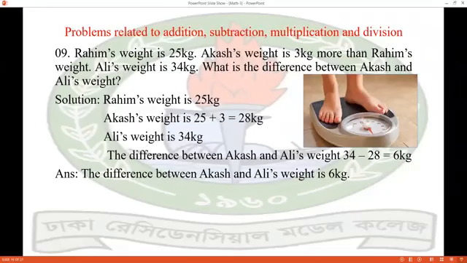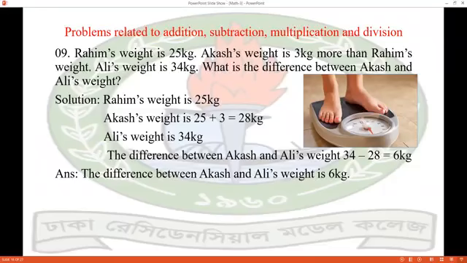Number 9. Rohim's weight is 25 kg. Akash's weight is 3 kg more than Rohim's weight. Ali's weight is 34 kg. What is the difference between Akash and Ali's weight? So there is a complicated math.